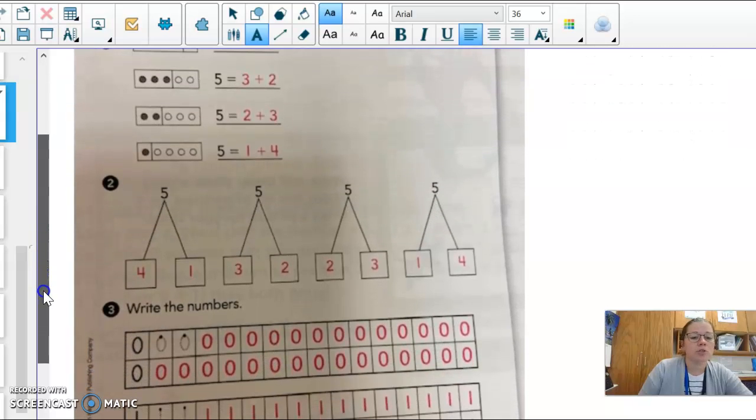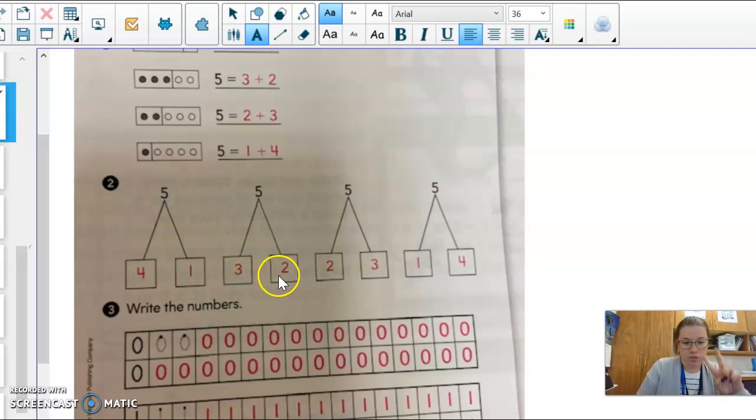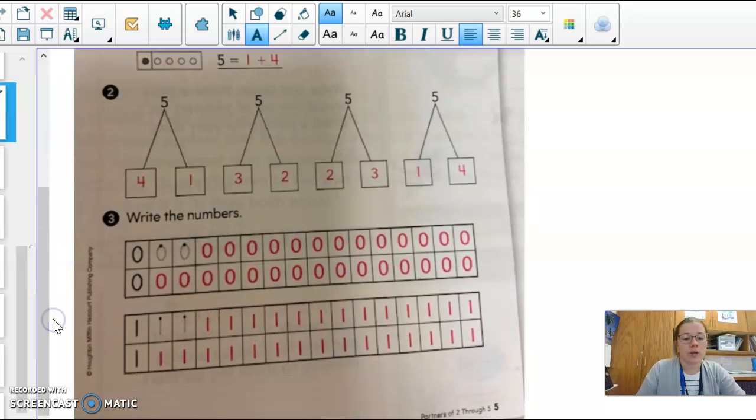As we move down to number 2, there's math mountains, and we just talked about that 5 is the total. So the 5 goes at the top, and then we take our partners and we put them down here. So 4 partners with 1 to give us 5, 3 partners with 2, and then we switch those partners, and 2 partners with 3, and 1 partners with 4. Then number 3, all we had to do was write the numbers 0 and 1, practicing our printing on that.